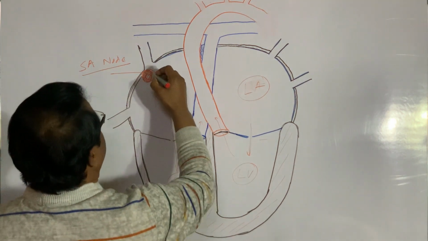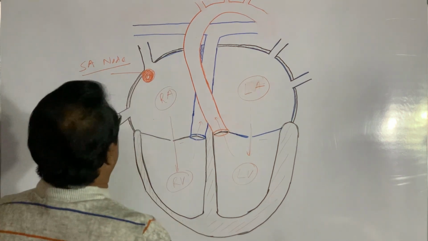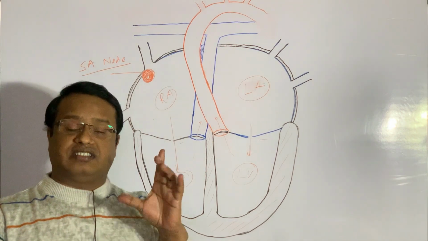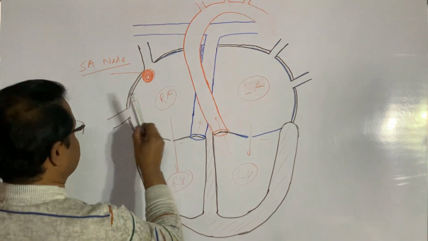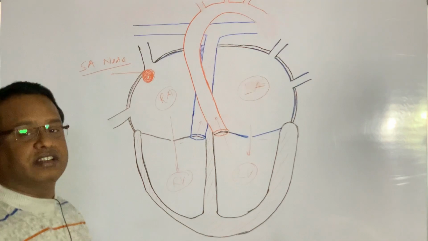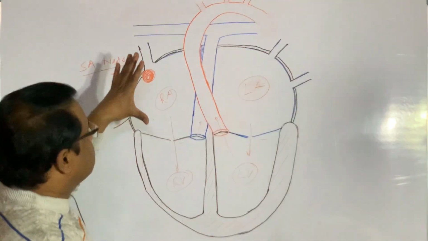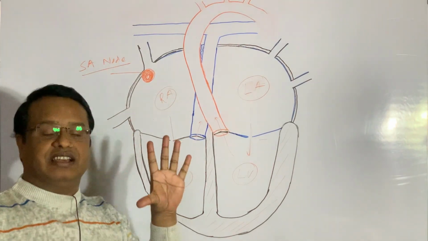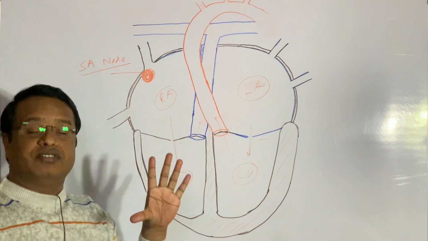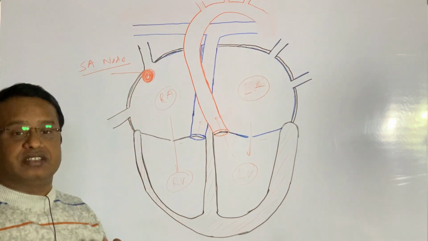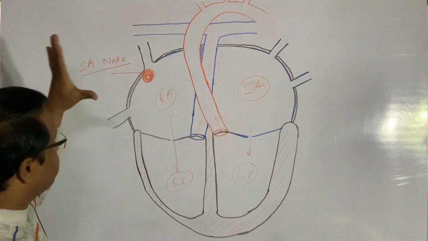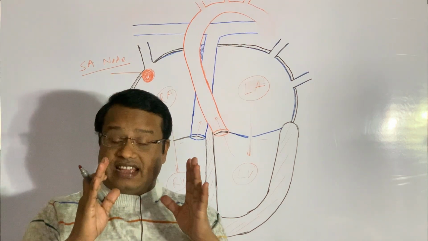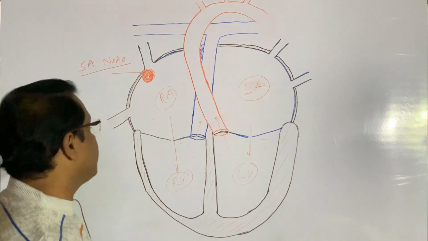Okay. If we separate the SA node from all its external connections, the SA node can generate impulses about 90 to 100 times per minute. Action potential is always generated in the SA node. That's why it is called the pacemaker of the heart. It has the power to generate action potential automatically. It needs no help from any other nervous connection or hormonal influence. Nervous or hormonal connections can influence its automaticity, but it can generate impulses 90 to 100 times per minute.